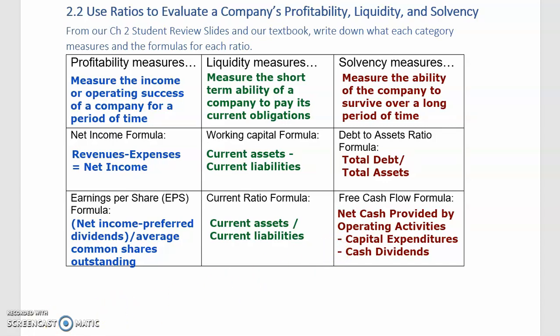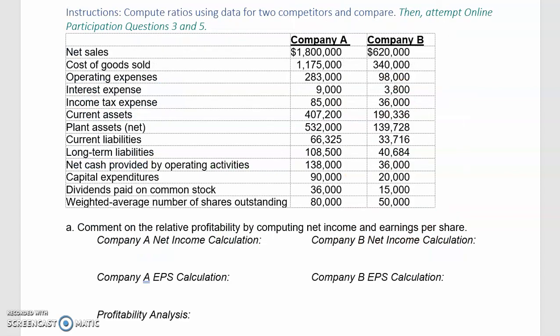And now we're going to apply this with some of our ratios, with the data given in the problem below. In this problem, we are given data for 2 competitors, and we want to compare their profitability, liquidity, and solvency by comparing the ratio calculations. So we're going to go ahead and get started with the net income calculation for Company A and Company B, as well as the EPS calculation for both of these companies.